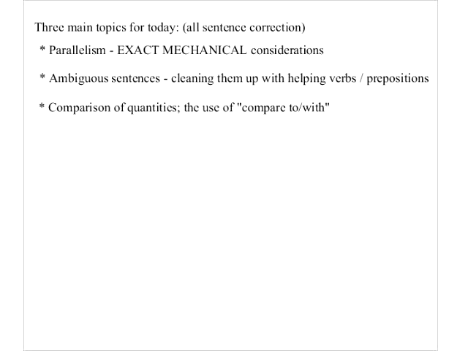We've got three main topics for you today. Here they are. We are going to talk about parallelism, exact mechanical considerations. A lot of you have probably learned parallelism from some kind of standpoint, but maybe not as exactly as you could. We're going to talk about ambiguous sentences, cleaning them up with helping verbs or prepositions, and we're going to talk about using comparisons in parallel sentences, specifically the use of this phrase, compare to or compare with.